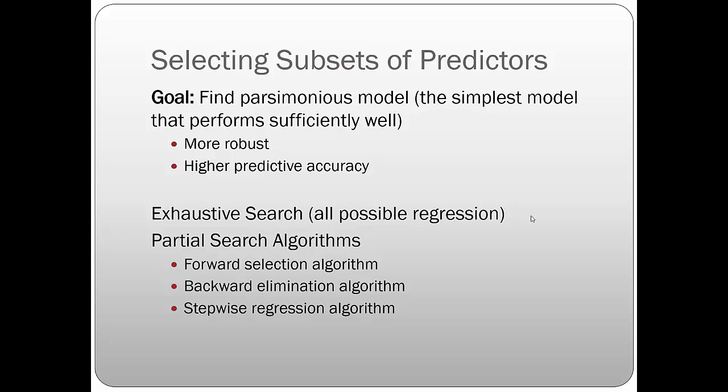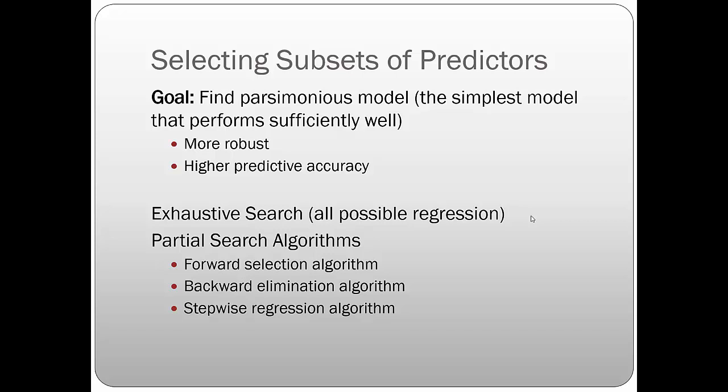Now partial search algorithms, as the name suggests, do not go through everything, but they follow an algorithm. There are three of them: forward selection, backward elimination, and stepwise. In forward selection, we start out with just the intercept, b sub 0. Then we look at all the x's. So we have like 15 x's, for example.